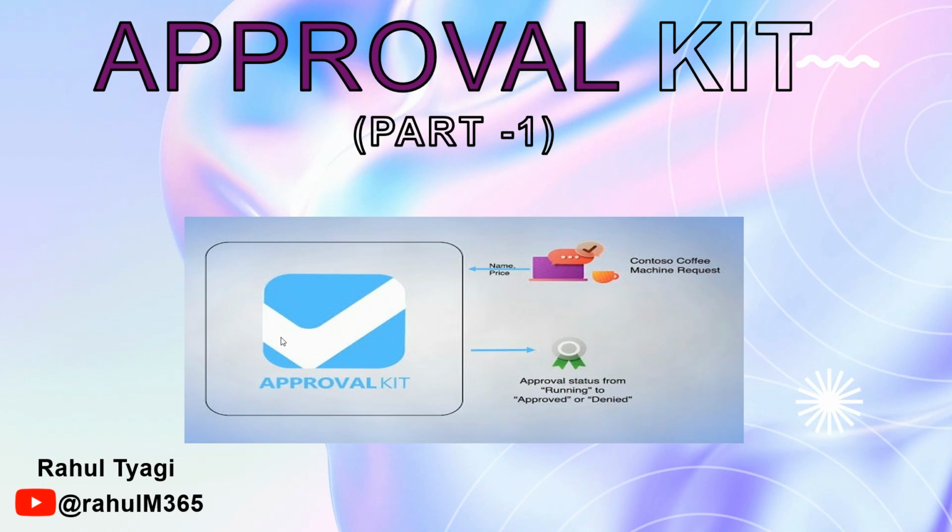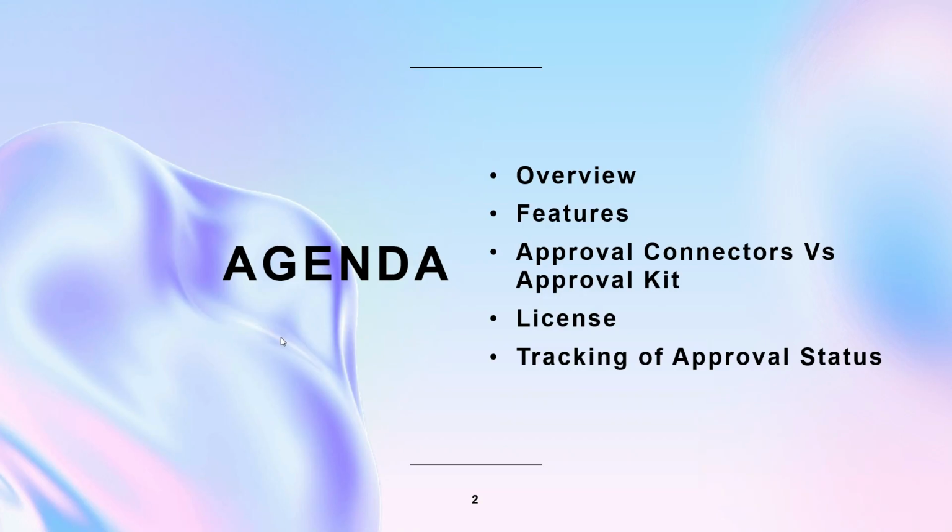So let's move to the agenda part of this video, wherein I will discuss what all things I will be covering. In this video, I will be giving you the overview of approval kit. After that, I will discuss what all features are there with the approval kit and how approval connectors are different from the approval kit. And at the end of the video, I will be discussing the licenses that are required for this approval kit. And I will also discuss how tracking of approval status can be done in the approval kit. So let's move to the overview of approval kit.